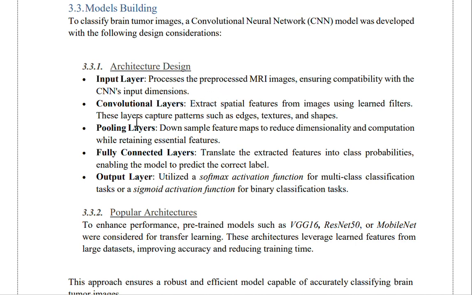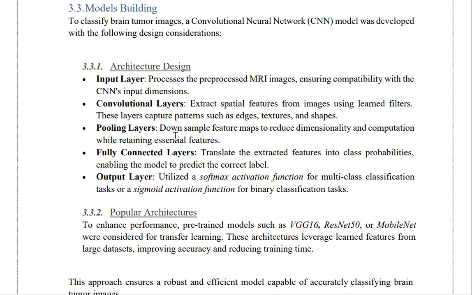Next we have convolutional layers. These layers act like feature detectors. They scan the image using filters to learn low-level patterns like edges, textures, and shapes. After each convolutional layer, we apply pooling layers. These reduce the size of the feature maps and help keep only the most important information while reducing computational load.